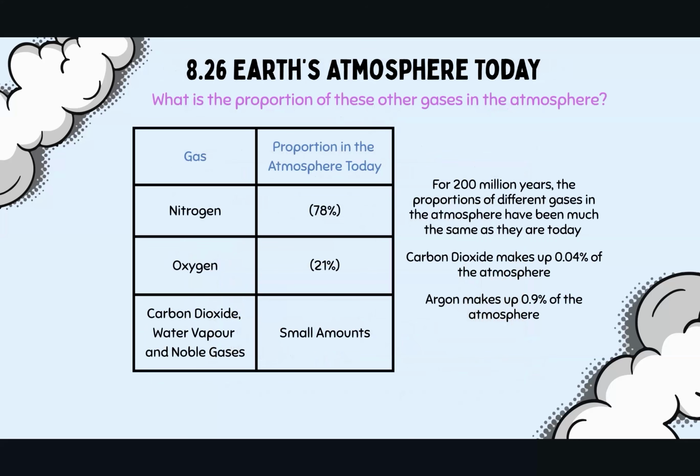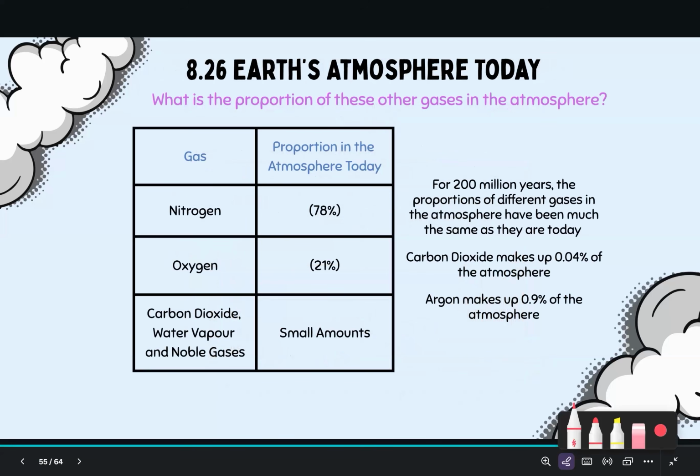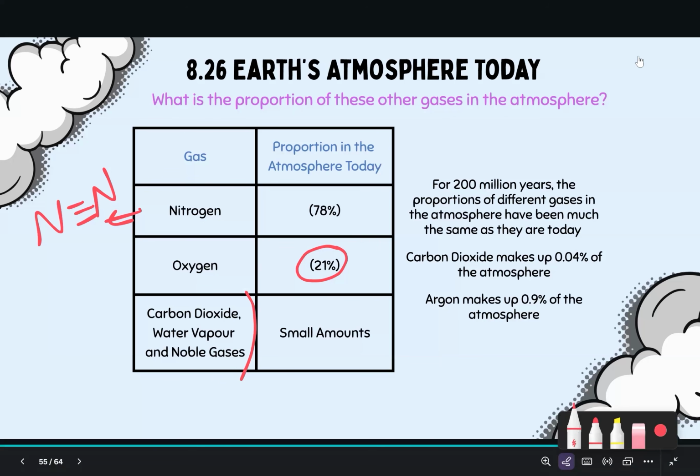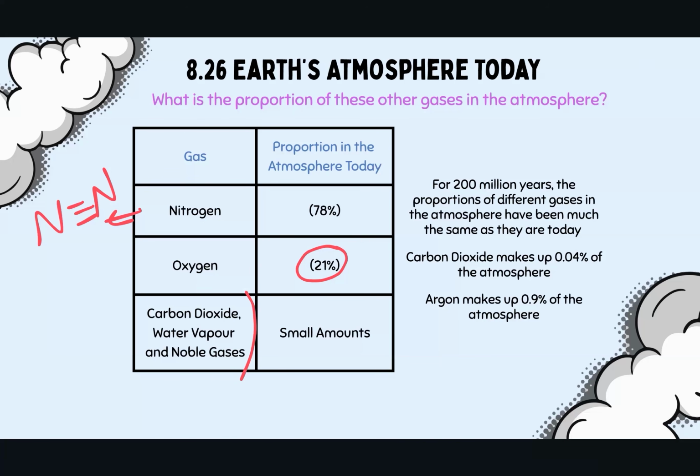Okay, so what proportion of these other gases are in the atmosphere now? Nitrogen is about 78% because nitrogen is unreactive. As I explained to you before, breaking that triple bond is difficult. Oxygen is about 21% and the remainder of gases make up just over 1%. For 200 million years, the proportions of different gases in the atmosphere have been pretty much as they are today. Carbon dioxide makes up about 0.04%, but 20 or 30 years ago it was about 0.03%. Argon makes up about 0.9%, which is a noble gas.